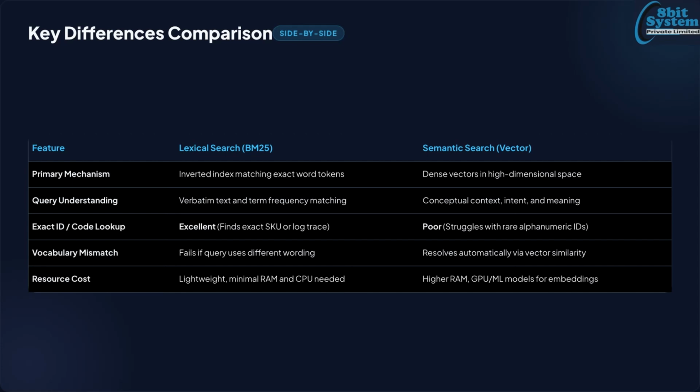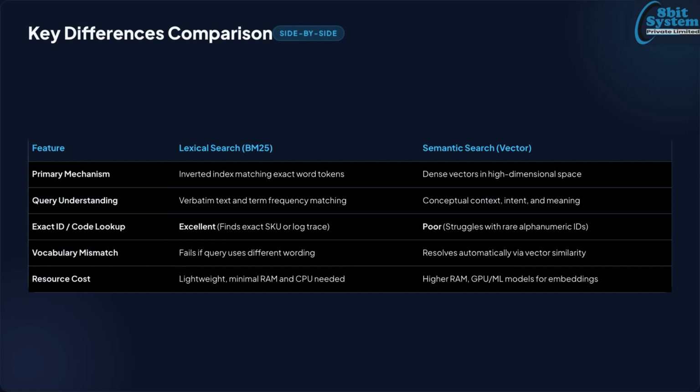And for the vocabulary mismatch, here lexical search may fail if different wording is used, but not semantic search. Because semantic search automatically resolves this using vector similarity. Like if we take an example, doctor and physician are different words, but they have the same meaning.